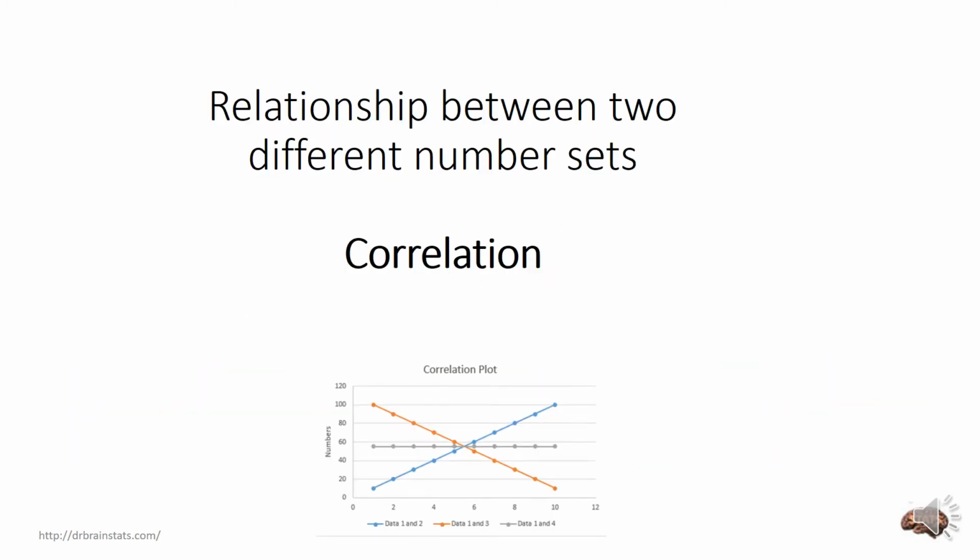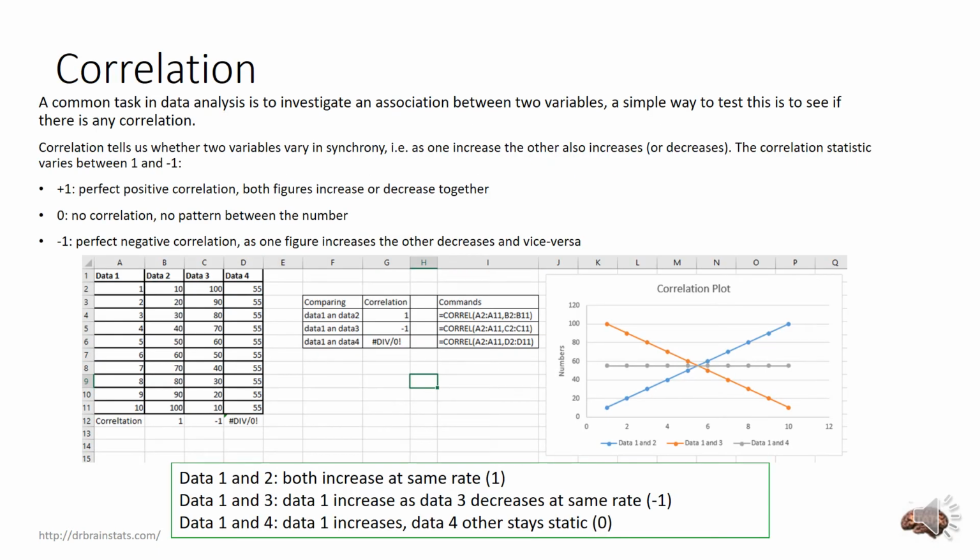Now our next step is to look at correlation. Correlation is mainly used to find a relationship between two different sets of numbers. A common task in data analysis is to investigate an association between two variables. A simple way to test this is to see if there's any correlation. Correlation tells us whether two variables vary in synchrony. In other words, as one number increases, does the other number increase or decrease?